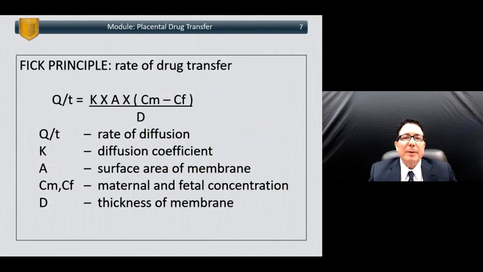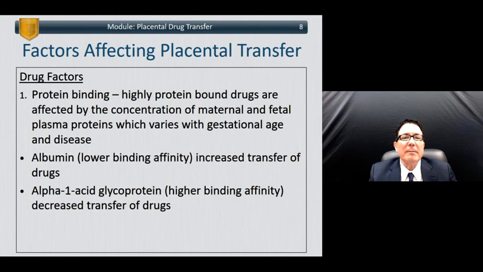The Fick principle, which describes the rate of drug transfer, says that the rate of diffusion is equal to a diffusion coefficient times the surface area of the membrane times the difference between maternal and fetal concentration, over the thickness of the membrane. So what are some of the factors that affect placental transfer?